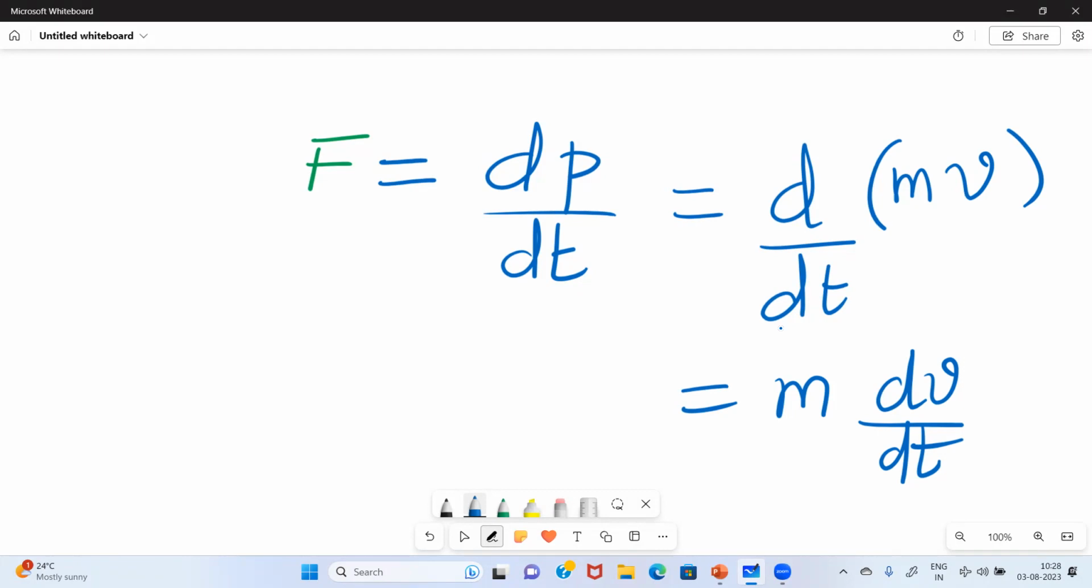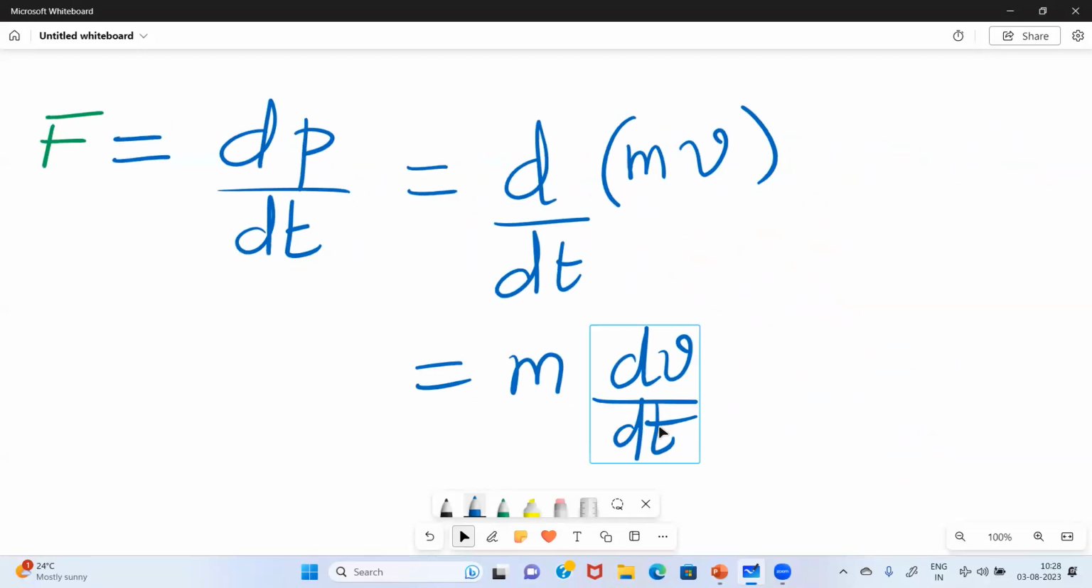So what is force going to be equal to, students? dp by dt. And what is P? Momentum, mass into velocity. And which of the two is constant? Mass is constant. Take it out. So you'll get m into dv by dt. What is dv by dt? Rate of change of velocity with respect to time. Acceleration. And there you go.